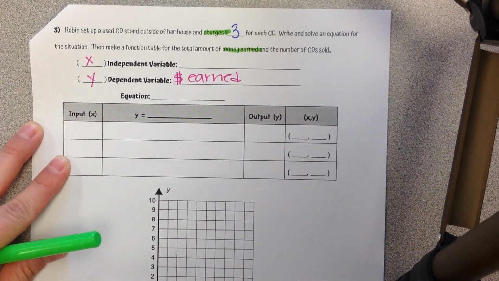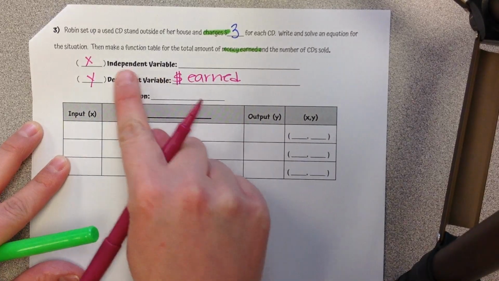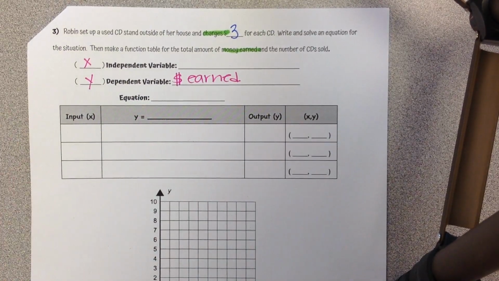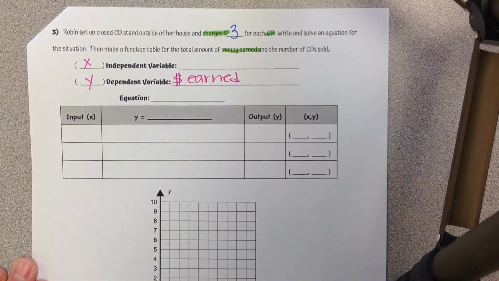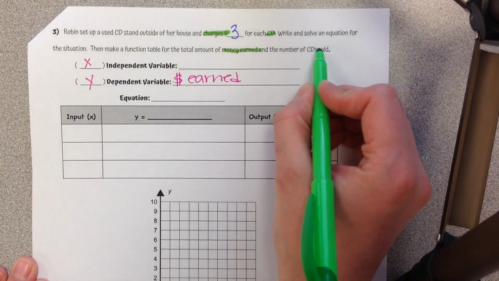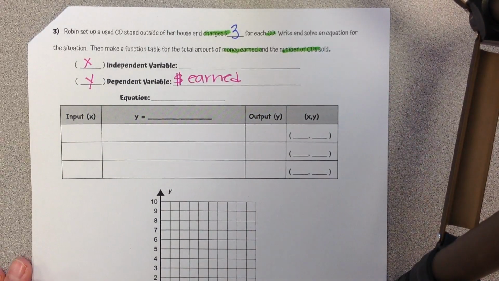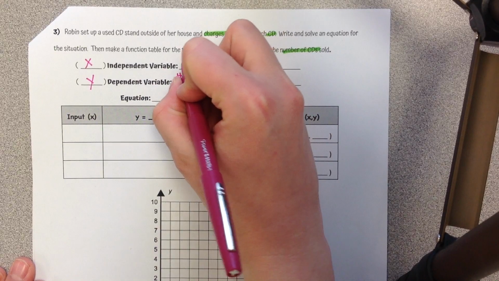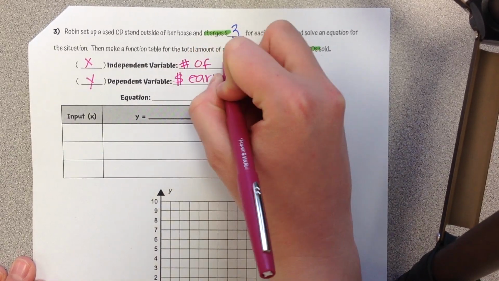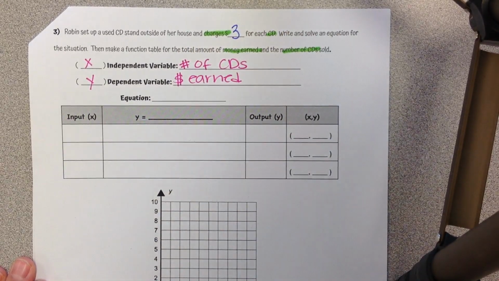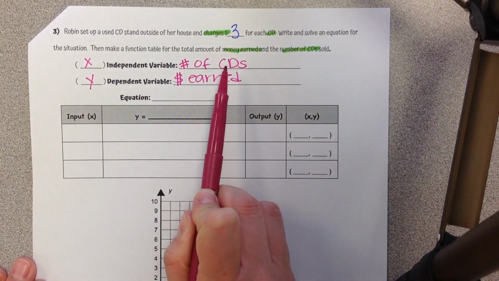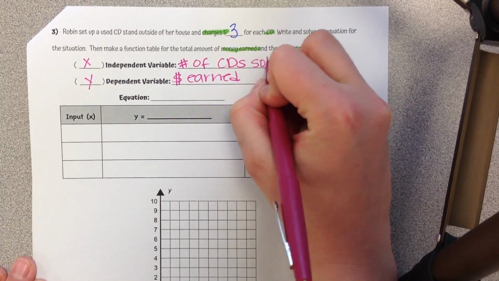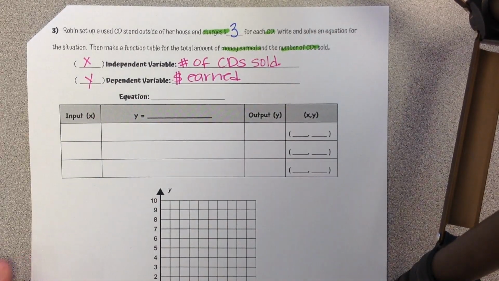earned. Okay, what causes her to earn this money? What's our independent variable? She earns money based on the number of CDs she sells. So the number of CDs sold. So my independent variable is number of CDs. If I put this in a sentence, the amount of money earned depends on the number of CDs sold. Okay, and that makes it a complete sentence.